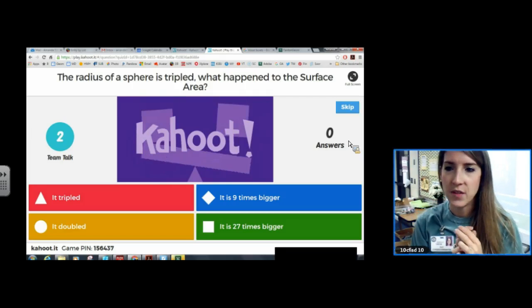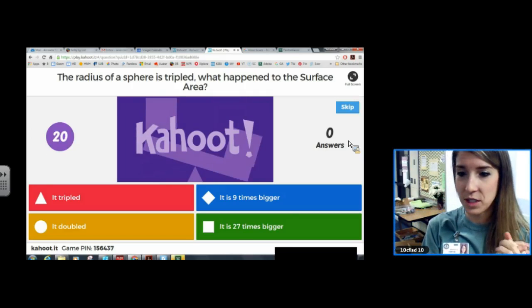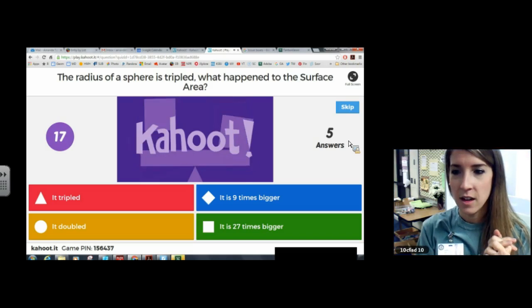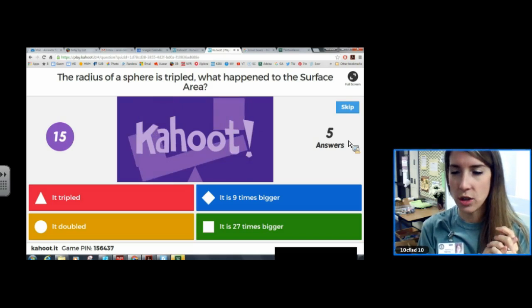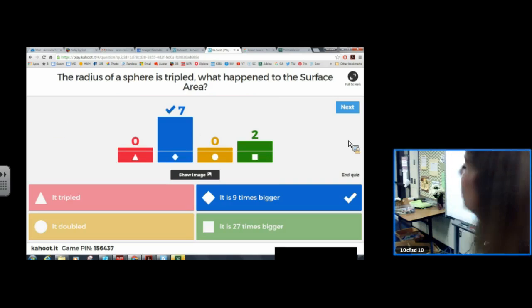The radius of a sphere is tripled. What happened to the surface area? The radius of a sphere is tripled. What happened to the surface area? All right, 7 of you got it right.